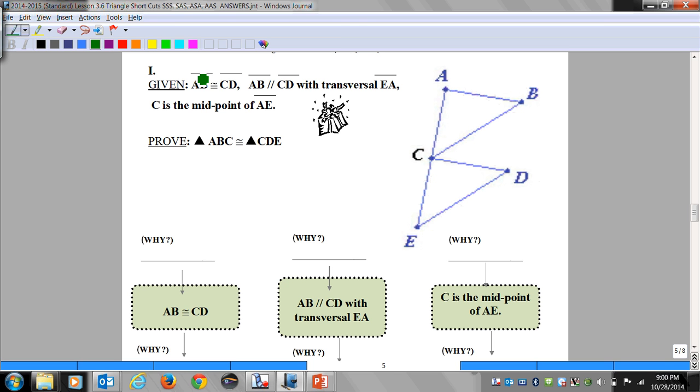So we are given the fact that segments AB and CD are congruent. So you want to mark AB and CD are congruent. So hatch, they're a pair of S's. Okay, we're done with that information. We'll cross it out. We also know that AB and CD are parallel.